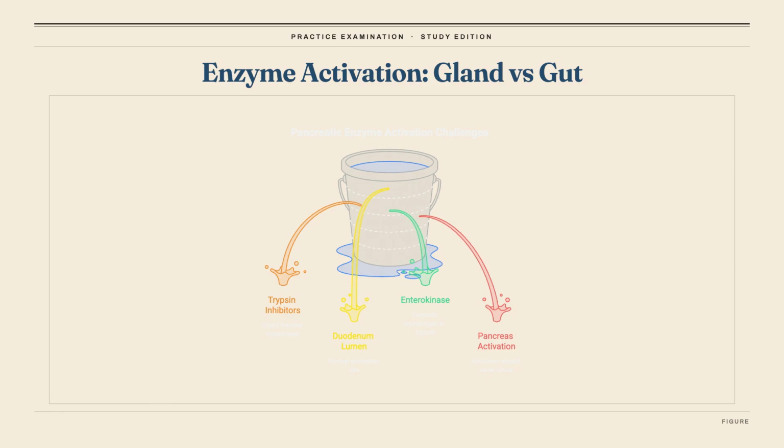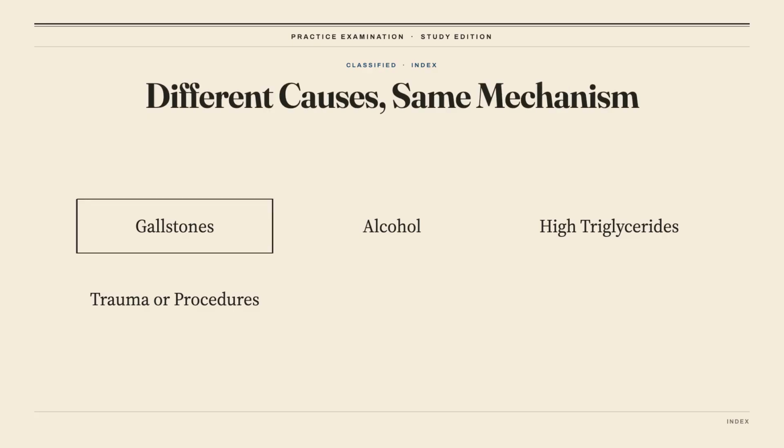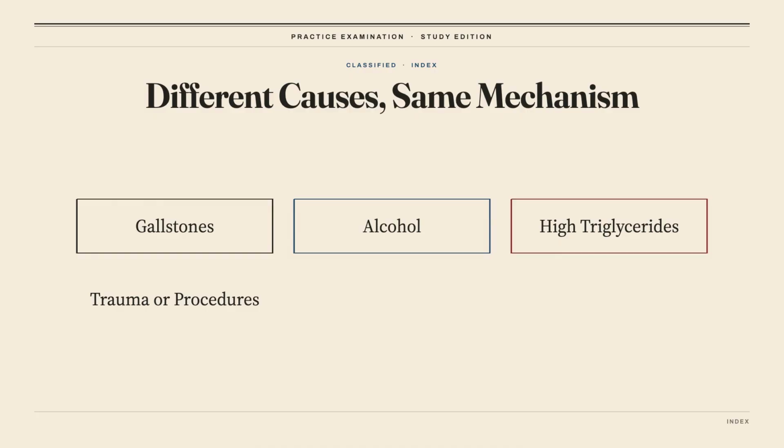Activation is meant to happen only in the duodenum, triggered by enterokinase, an enzyme the duodenal lining makes and keeps to itself. The pancreas never holds the key to its own weapons. Gallstones, alcohol, high triglycerides, medications, procedures, and trauma are all causes, and the list is long. But every one of them funnels into the same mechanism of premature trypsin activation inside the gland.